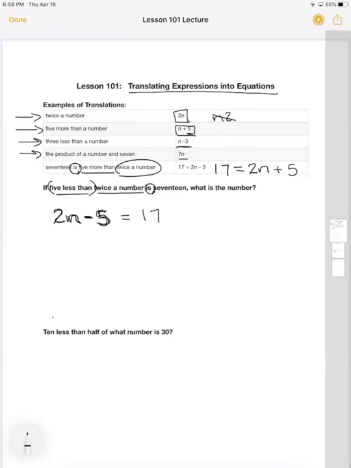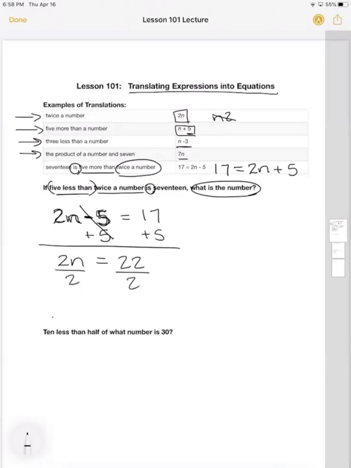Now let's solve it. We want to find out what is the number. So I'm going to add 5 to both sides. This is a 2-step equation. I'm going to put 2n equals, well, 17 plus 5 is 22. Now my next step is divide both sides by 2. And now my answer is n equals 11. Okay, so 5 less than twice 11. 11 twice is 22 minus 5 does equal 17.